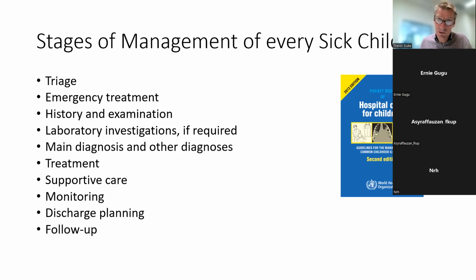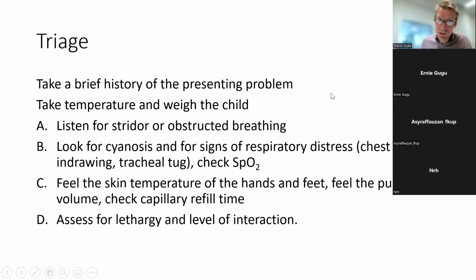For the critically ill child, it's just the same. At triage, you take a brief history of the presenting problem. We knew that the child had lethargy and vomiting for 2 days, followed by seizures for 2 hours. You take the temperature and weigh the child. You think about the airway, the breathing, and the circulation. For A, you listen for stridor or look for signs of obstructed breathing. For B, you look for cyanosis and signs of respiratory distress, so chest indrawing, which could be tracheal tug or intercostal recession or subcostal recession or sternal retraction. You can have chest indrawing in any of those areas.